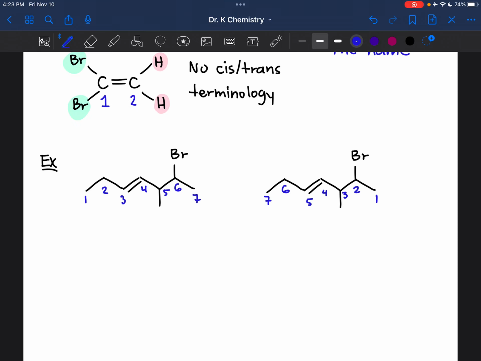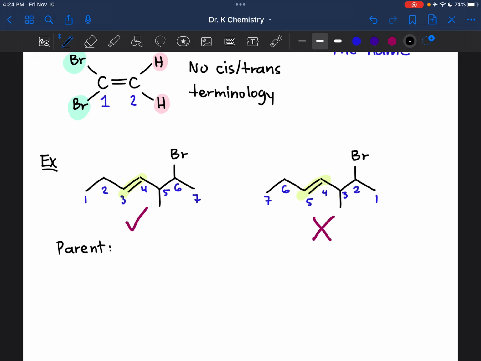Okay, so if I go left to right, notice that here the alkene starts on carbon 3, whereas if I go right to left, the alkene starts on carbon 4. And we said that we're going to prioritize the double bond. We want to give it the lowest possible number. So this version would be incorrect, and the one on the left would be the correct version.